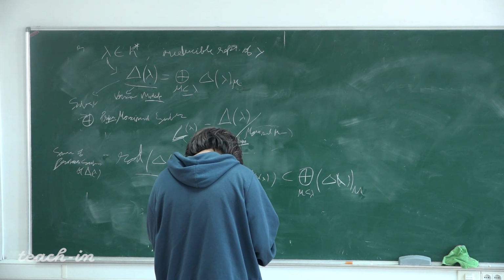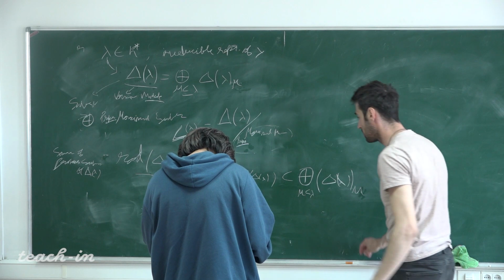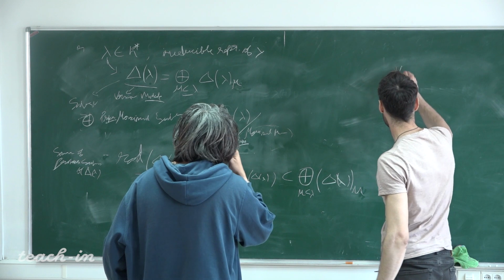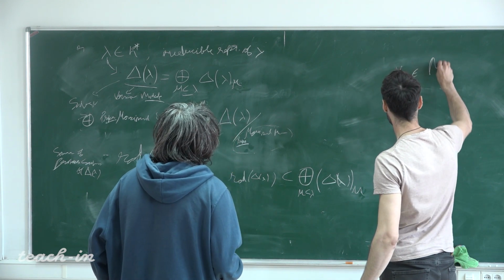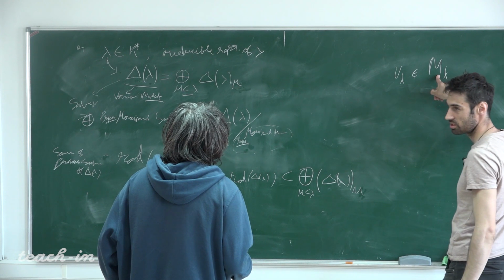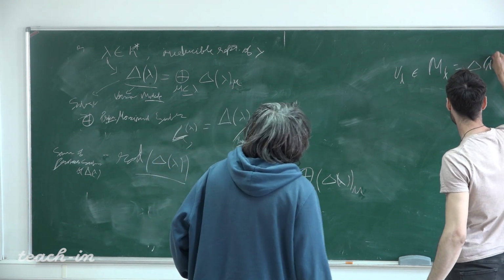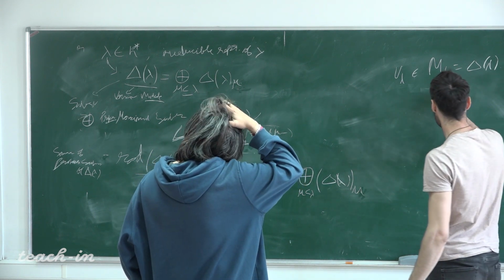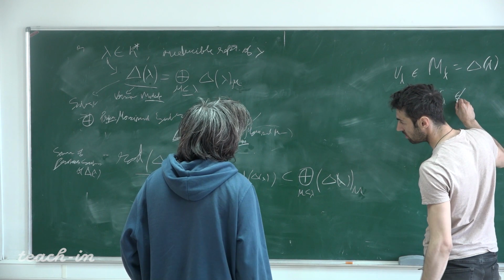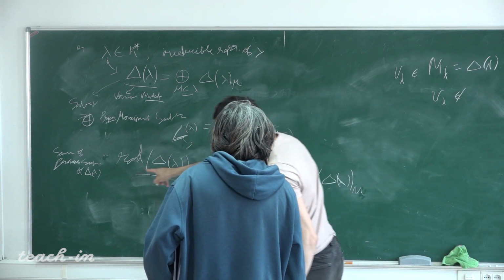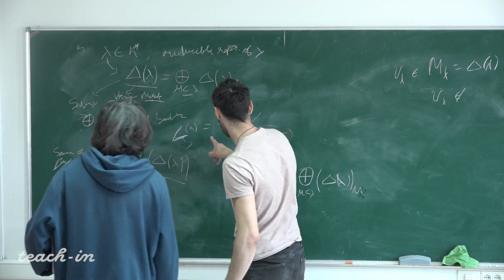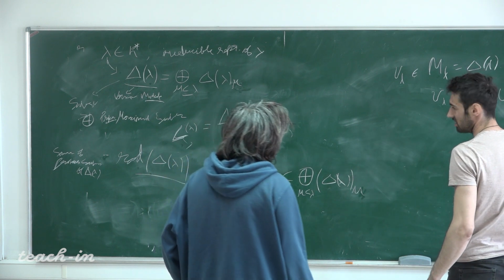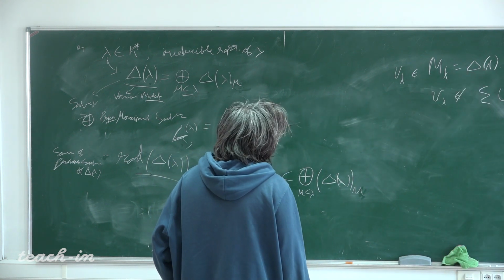Okay, let me help you out a little bit. You take the highest weight vector. So you have v lambda, which is the highest weight vector. I'm more used to this, but this is your delta lambda, right? So you would like to see that v lambda is not in the sum of all proper submodules U.